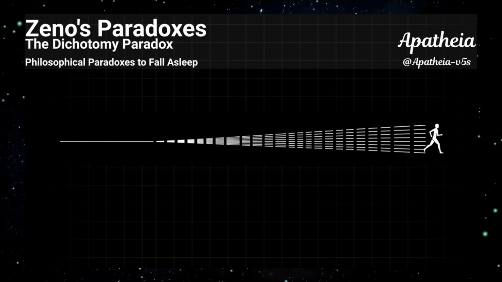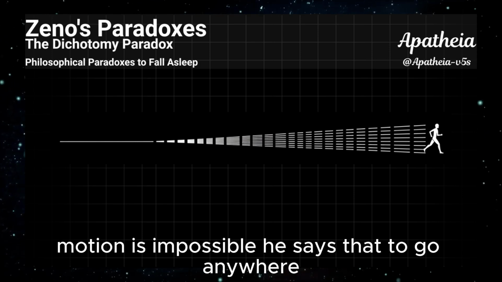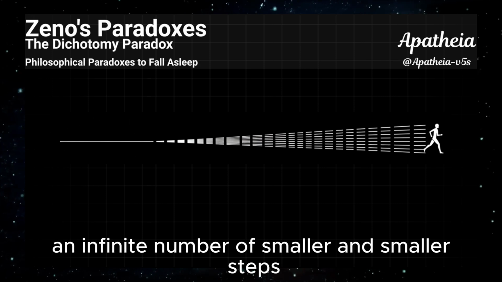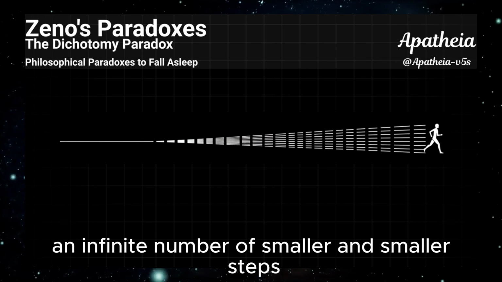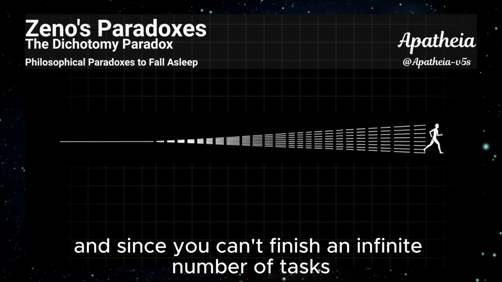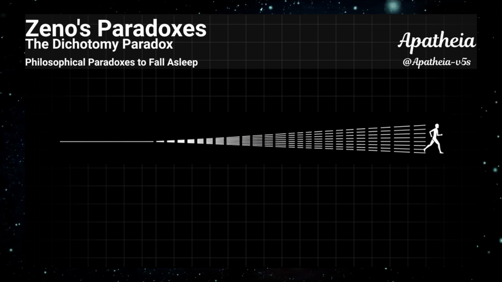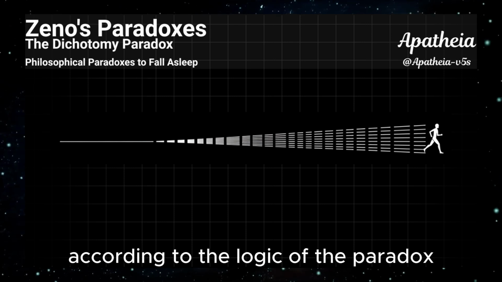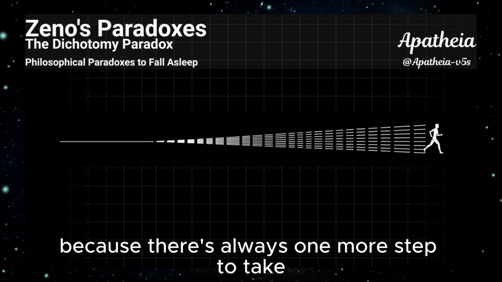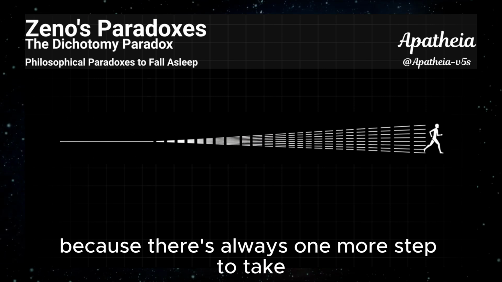Zeno's conclusion? Motion is impossible. He says that to go anywhere, you'd have to complete an infinite number of smaller and smaller steps. And since you can't finish an infinite number of tasks, you'd never actually arrive at your destination. According to the logic of the paradox, movement should be impossible, because there's always one more step to take.